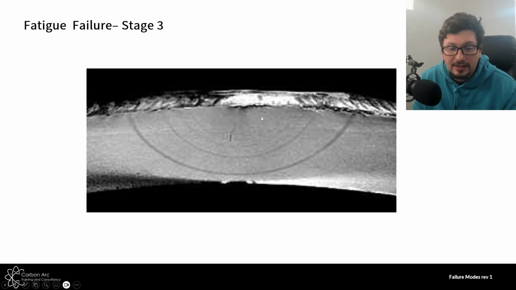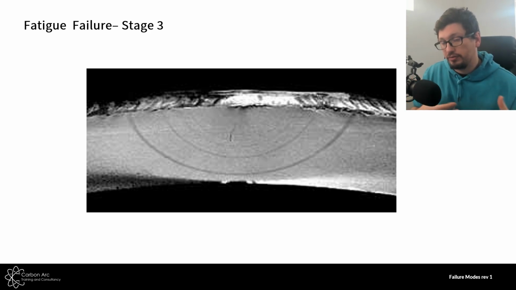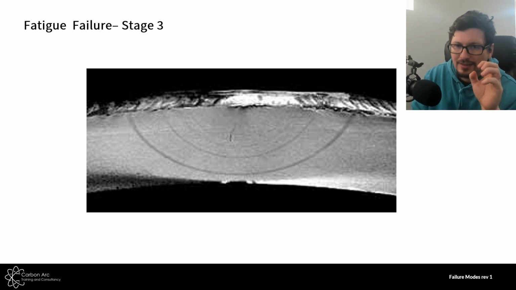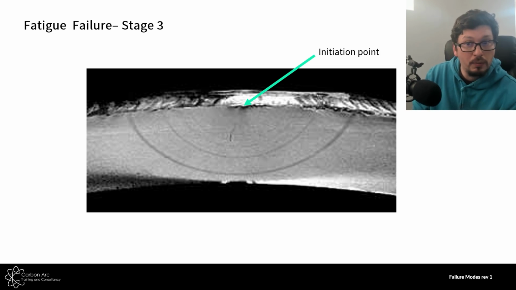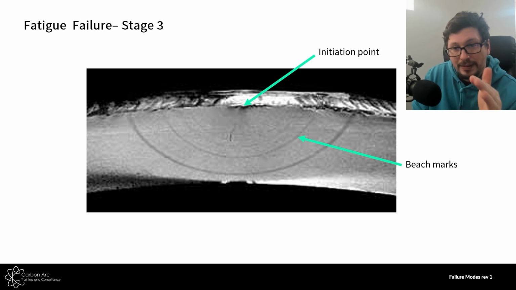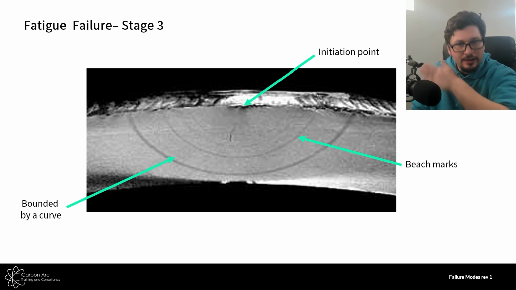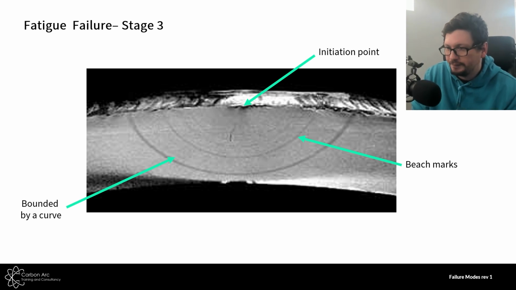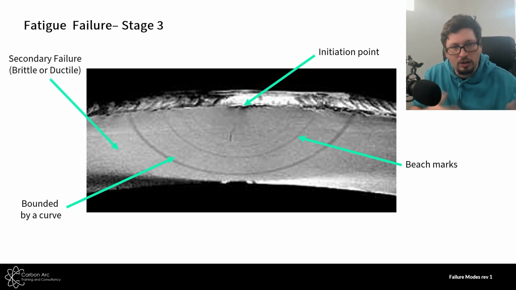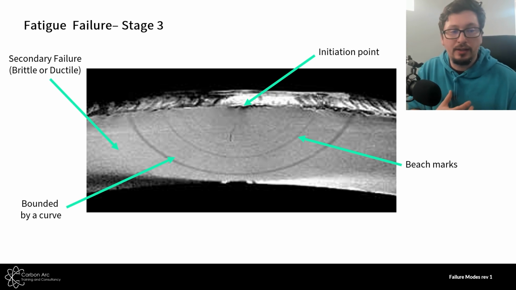So our final stage of failure is where we can look at materials cracked all the way through, and we can look at the fracture face. Now this is a very typical good example of a fatigue failure. So what we have is our initiation point in the middle of the curves. We have our beach marks as the crack has progressed through the material. This is all bound by a curve, and then outside of that curve we'll have a secondary failure, whether that be ductile or brittle, more commonly ductile.